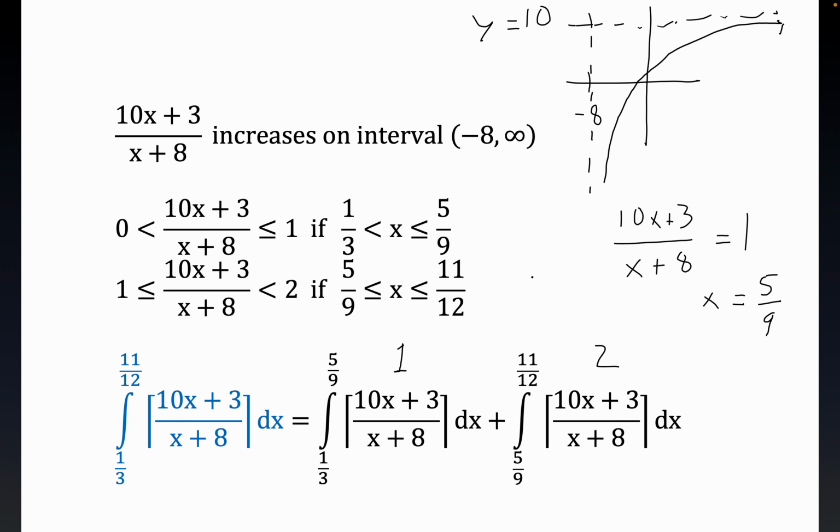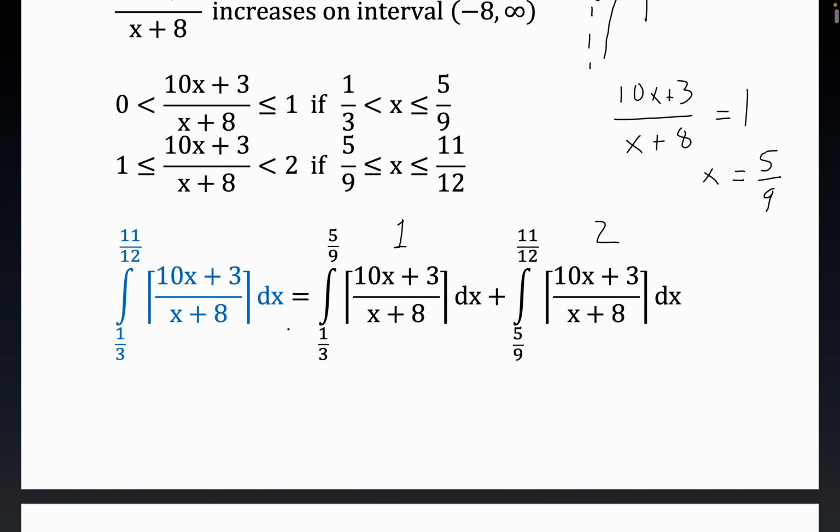Again, I could have shown a little more detail, but hopefully the main work is just setting it equal to 1 and noticing that at 5/9 it's where it's switching from the integer bounds of 0 and 1 here, to the integer bounds 1 and 2 here. And that affects the evaluation of the ceiling. So what do we get right here, folks?